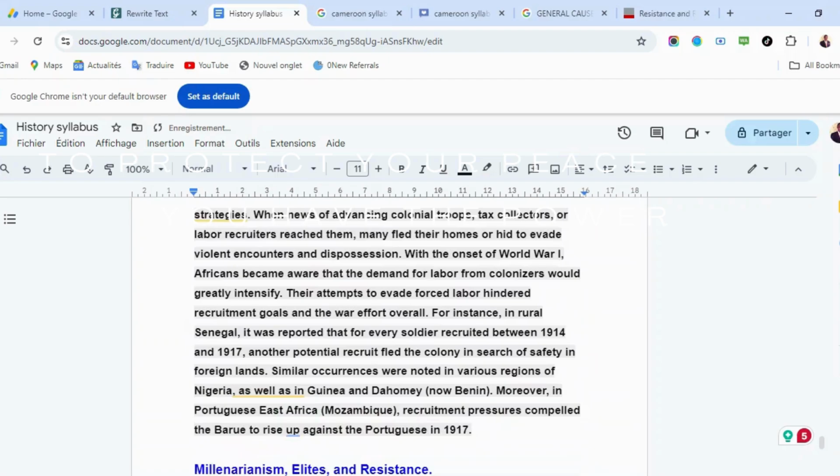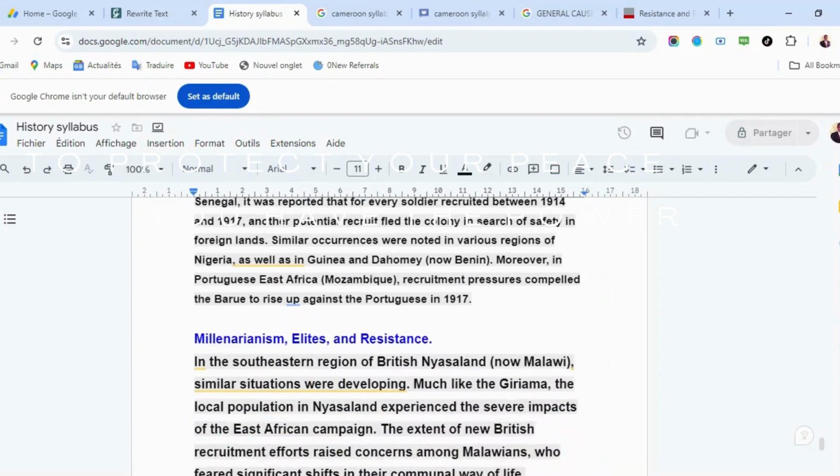For instance, in rural Senegal, it was reported that for every soldier recruited between 1914 and 1917, another potential recruit fled the colony in search of safety in foreign lands. Similar occurrences were noted in various regions of Nigeria, as well as in Guinea and Dahomey, now Benin. Moreover, in Portuguese East Africa, Mozambique, recruitment pressures compelled the Barue to rise up against the Portuguese in 1917.